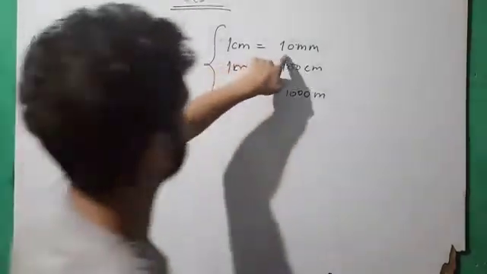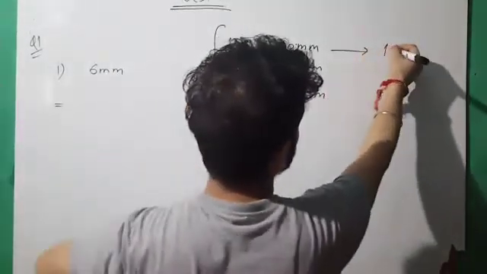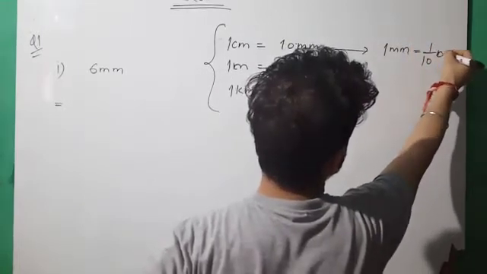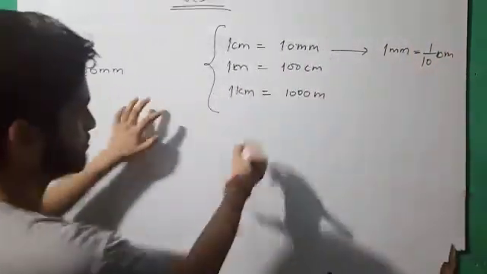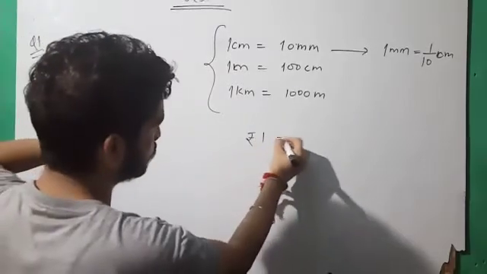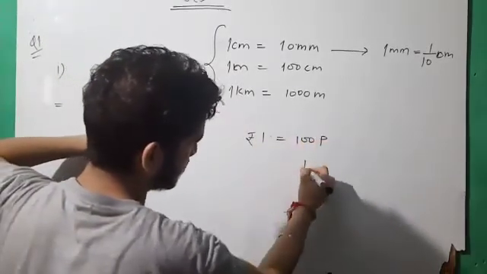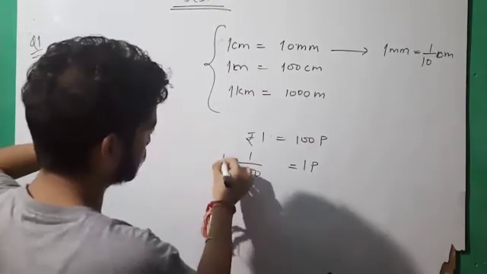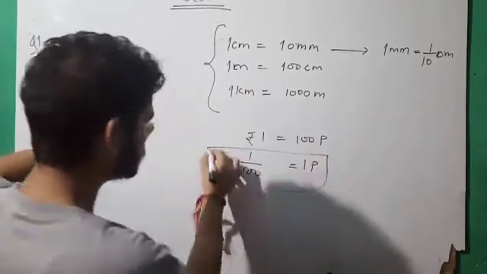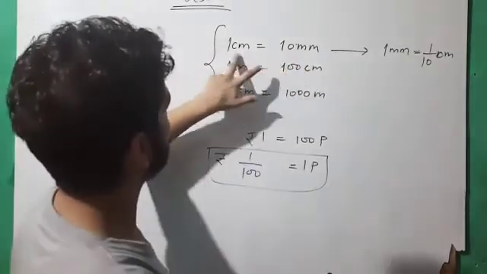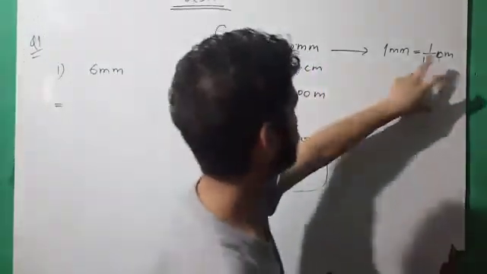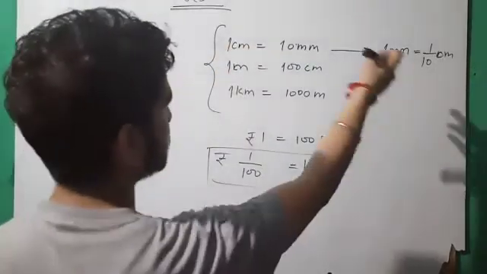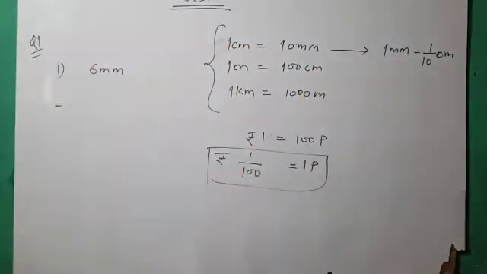So for 1 mm, can we say that we have to convert by 1 by 10? So we can say that 1 mm equals 1 by 10 centimeter. Yes or no? Similarly, like rupees 1 equals 100 paise, can we say that 1 paisa equals 1 upon 100 rupees? Yes or no? So similarly we have 1 centimeter equals 10 mm. If you find 1 mm, we have to divide this number by 10 like this. So 1 mm equals 1 by 10 centimeter.